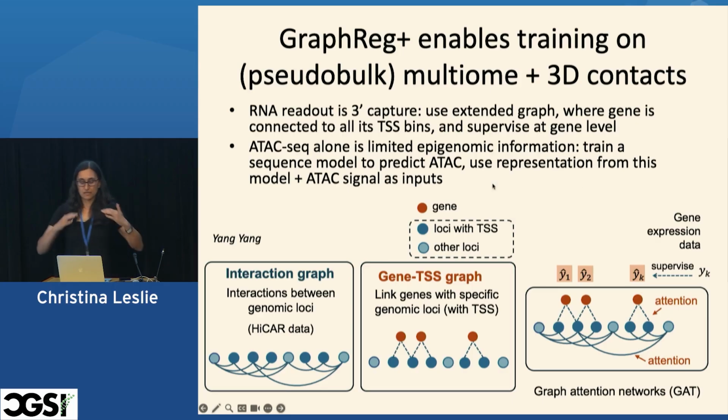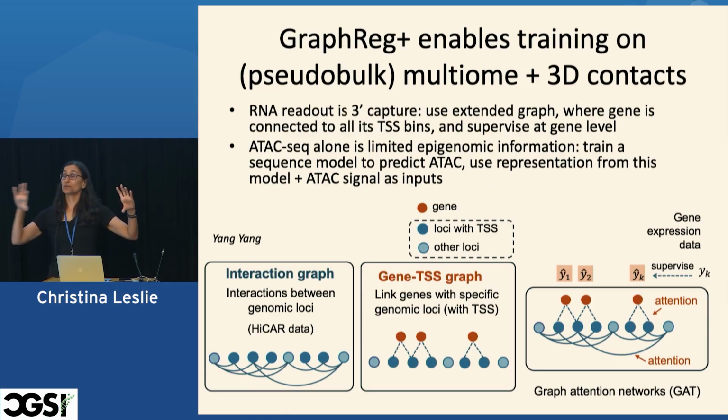she is first training a sequence model to predict chromatin accessibility. This is pseudobulk in a given cell type. And then she's taking a representation from that model together with the ATAC-seq signal track and using that in a GraphReg plus model. Okay, so two tricks to extend it.